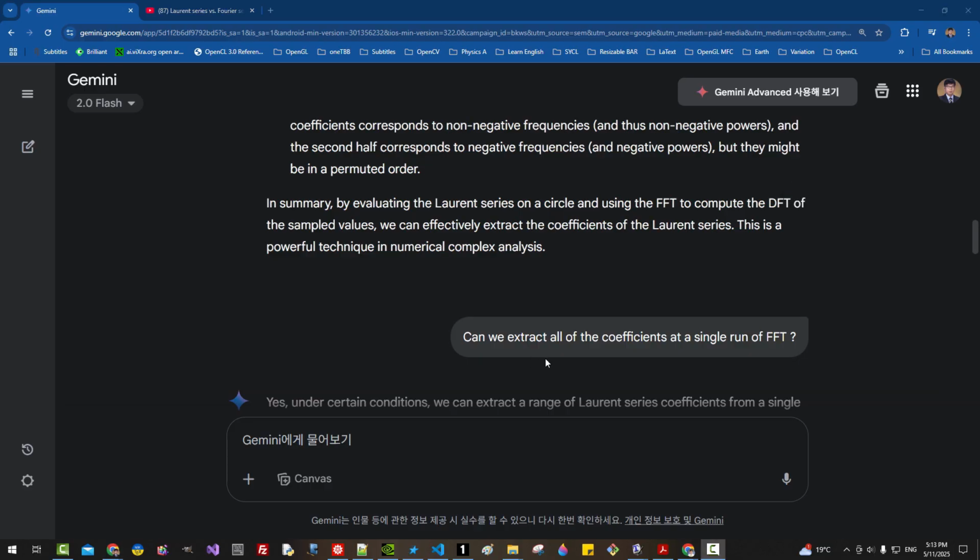Can we extract all the coefficients at a single run of FFT?